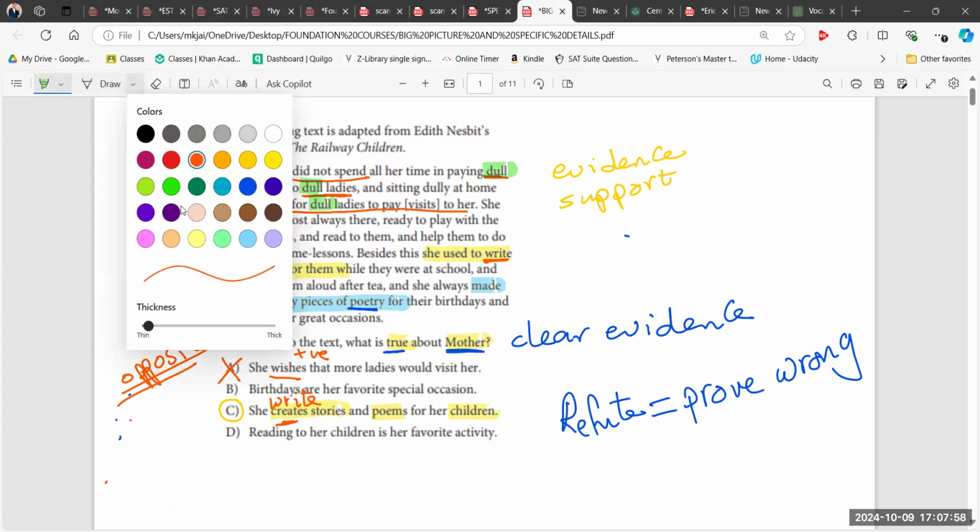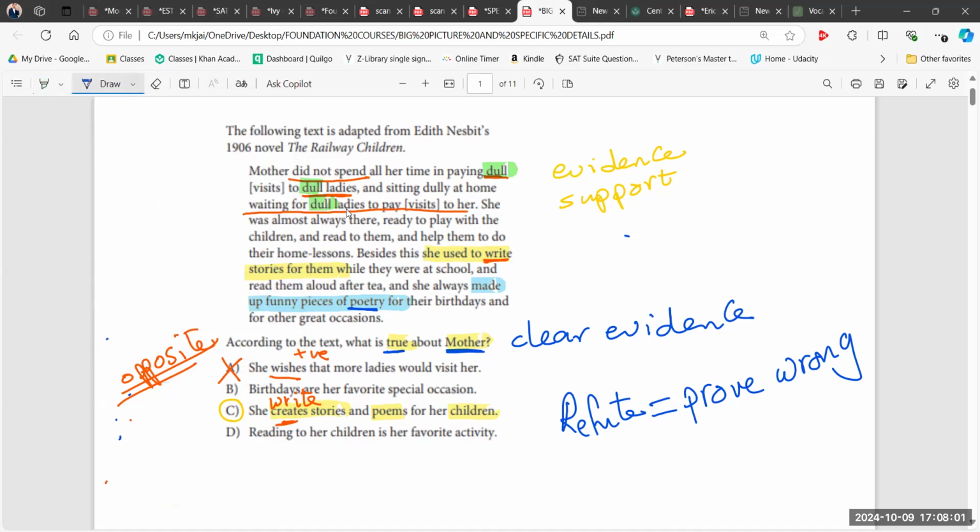How many times is it repeated? Three times. What does this emphasize? She's not interested in this thing. So I can easily cross this out.